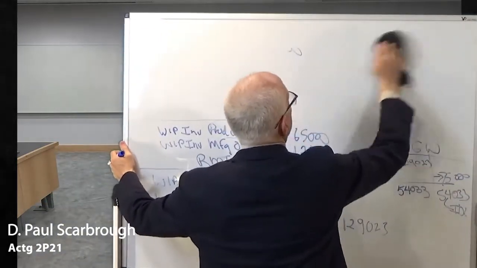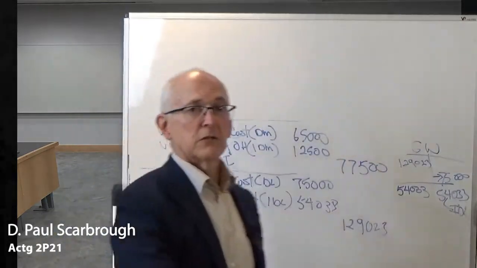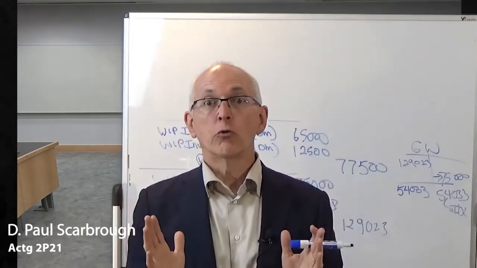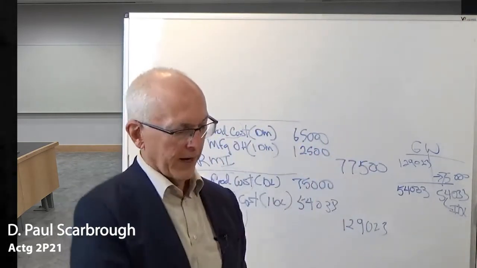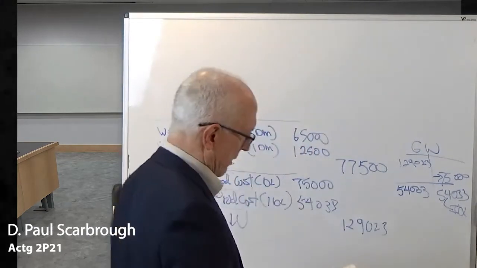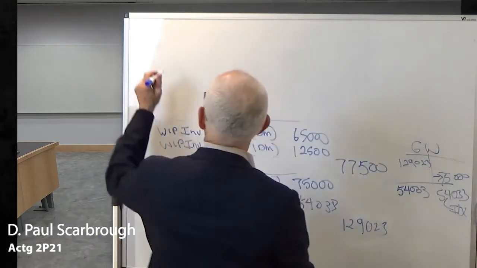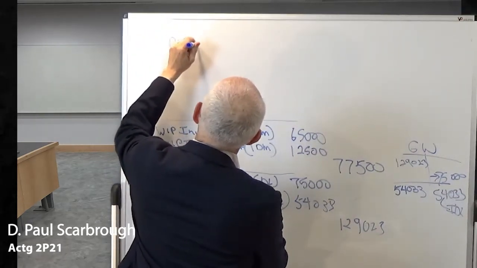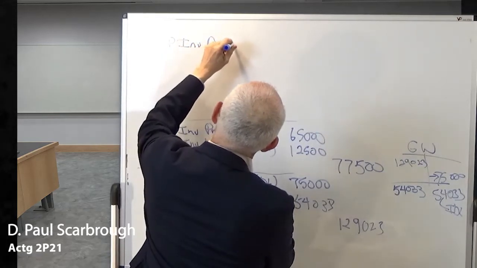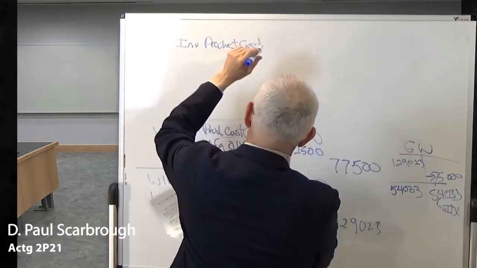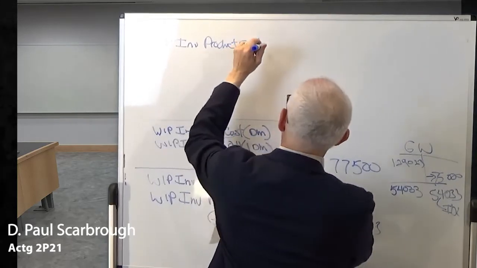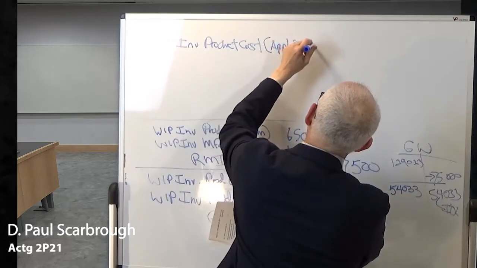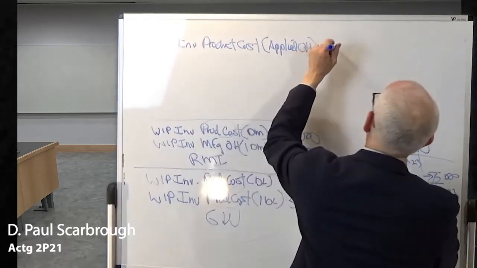On your notes, though, try and have these journal entries. The best thing to do is do these journal entries on one sheet of paper if you can. Think of them as a whole group that works together, not just little fragmentary pieces. So we have overhead allocation, WIP inventory, product cost, applied overhead. And that was $350,000.